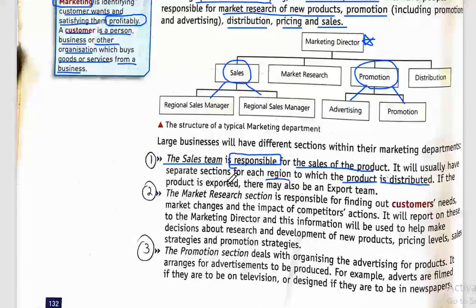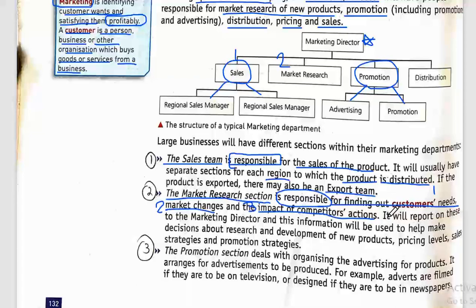So if I'm not selling locally, and I'm selling to other countries outside the country that I'm working in, there's a team called an export team. Also, we have the market research section, which is the second section. What are the responsibilities of this section? They are responsible for finding out the customer's needs, the market changes, and the impact of competitors' actions. So they must understand the needs and wants, the changes happening in the market, and also the impact of competitors, the people who are working in the same industry.